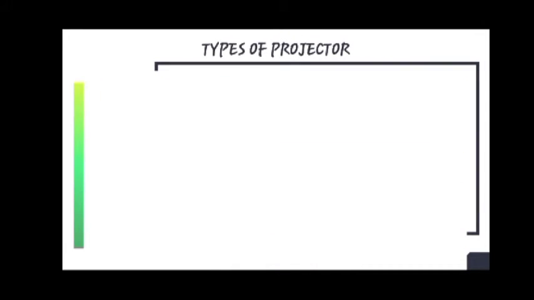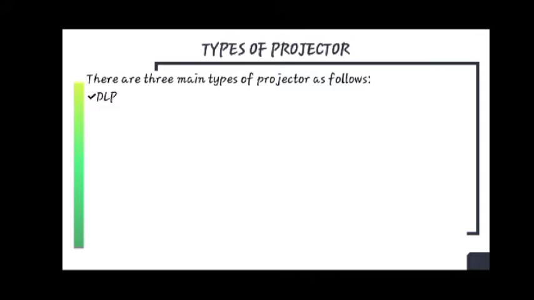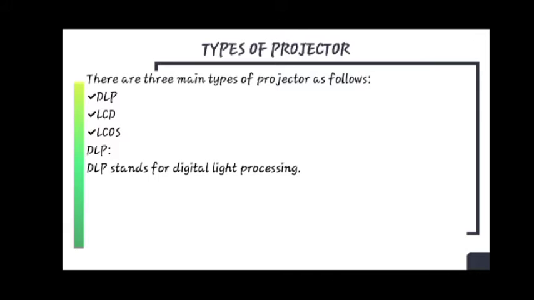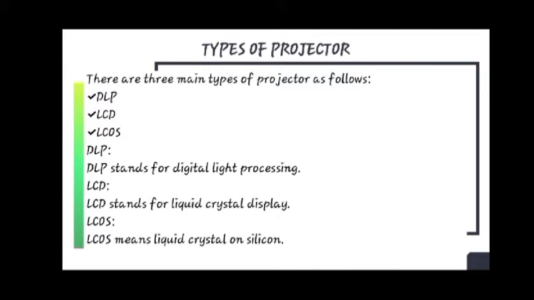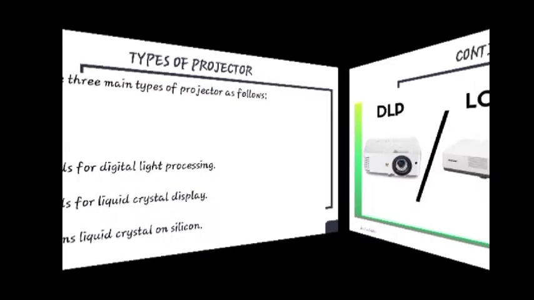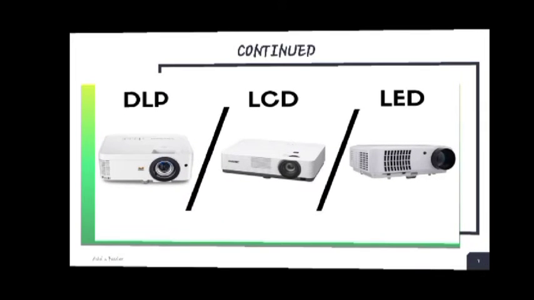Types of LCD projector. There are three main types of LCD projector as follows. First, DLP, second, LCD, third, LCOS. DLP stands for Digital Light Processing. LCD stands for Liquid Crystal Display. LCOS means Liquid Crystal on Silicon. Here is a diagram that shows DLP, LCD and LED.